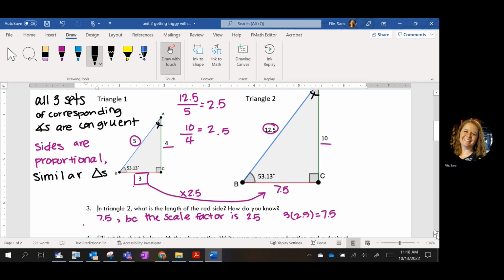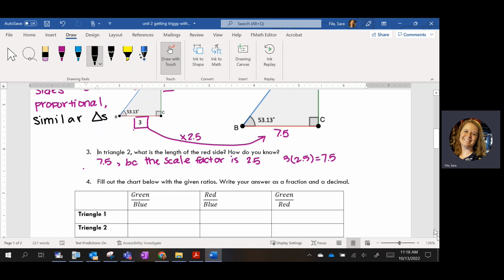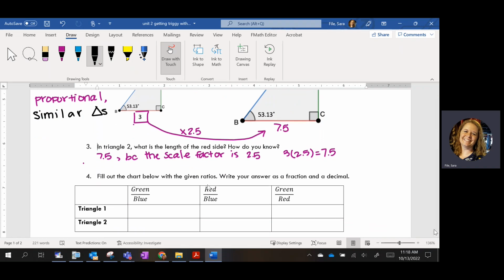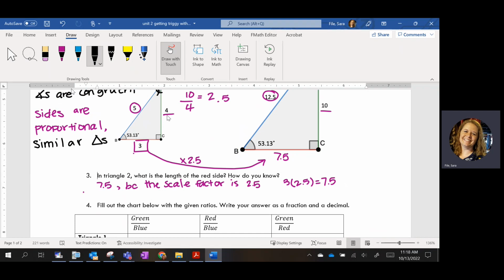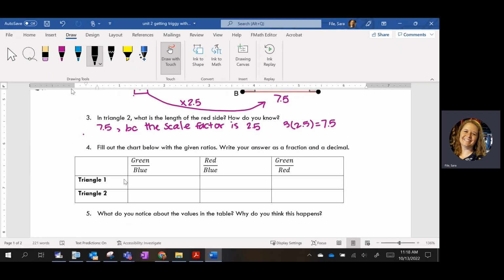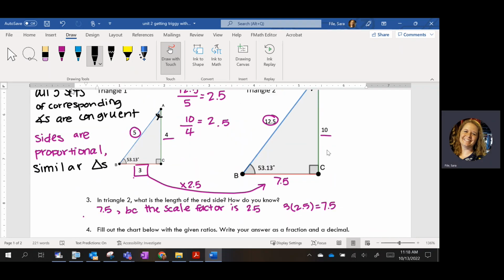All right. So we're going to write those proportions, those ratios of side lengths, here in this table. I'm going to first write them as a fraction, and then we'll go back and get them as decimals. Okay, it says to write the ratio of the green to blue side in triangle 1 and triangle 2. So here the green side, I think this one was, yeah, 4 to 5. So green to blue in triangle 1 is 4 over 5. And in triangle 2, that was 10 to 12 and a half.